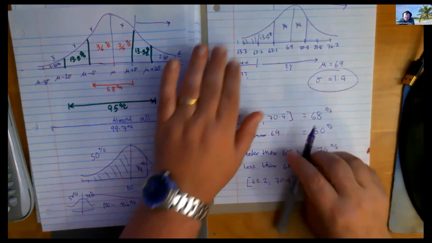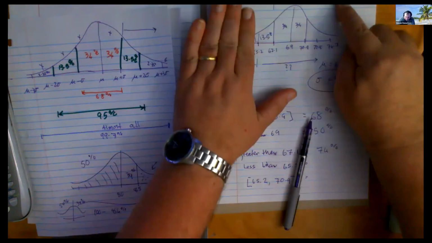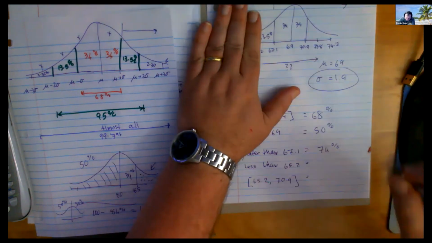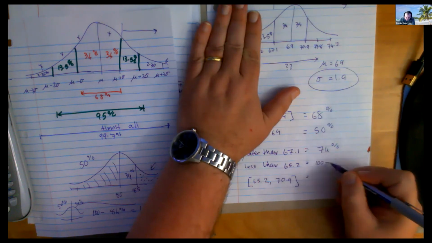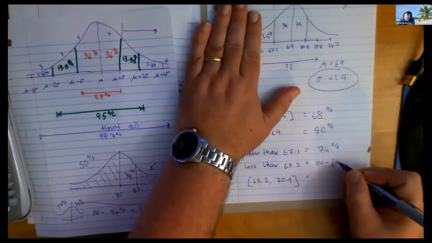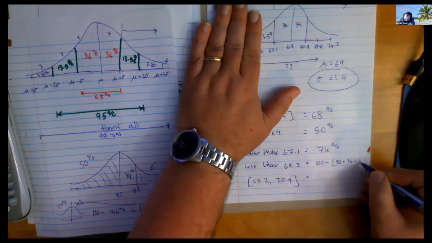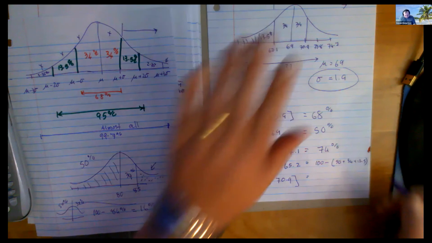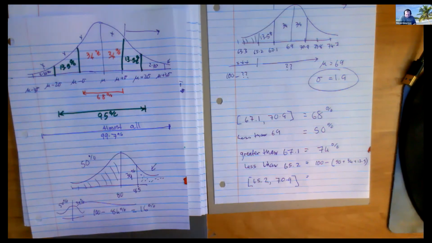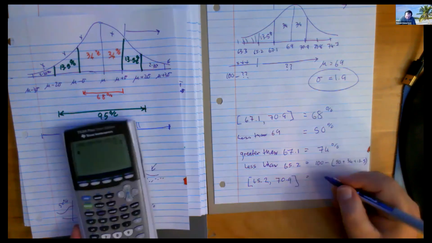So that's the logic of it. So I know this is 50. These two more added onto it, so let's see what that's going to get. It's 100 take away a 50, add it to a 34, add it to a 13.5. And based on my last experience, I probably should do it in the calculator. So it's 100, take away the 50, take away the 34, and finally take away a 13.5. And in this case, I just get, what, 2.5%?